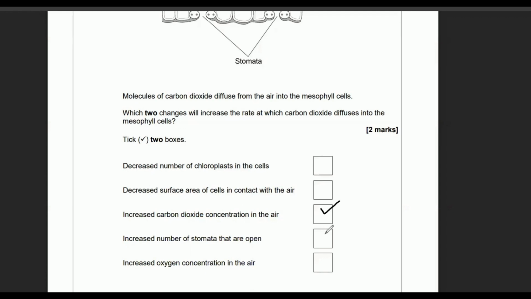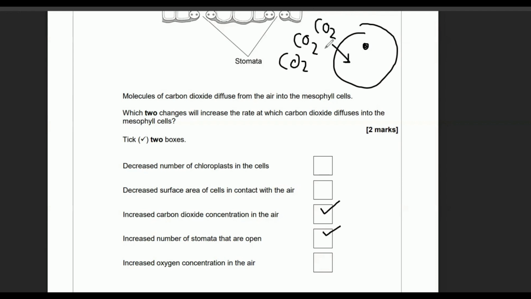If you want CO2 to move more quickly into a cell, obviously, if you make more CO2 outside the cell, you're increasing the concentration. So you're going to get a more rapid diffusion into the cell. And if you open up more stomata at the bottom of a leaf, so there's lots more of these holes open, then more CO2 can diffuse into the leaf at a faster rate. Okay, those are the 2 marks. Let's move on.